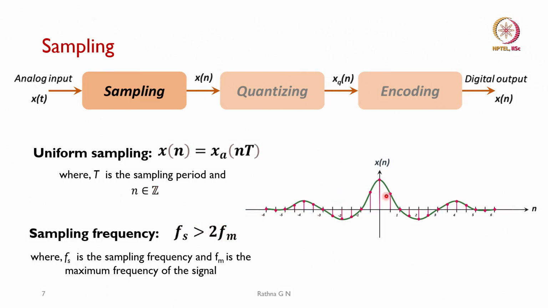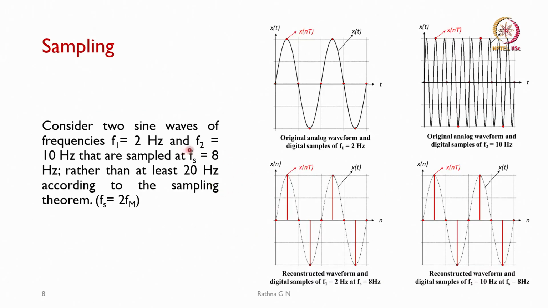So, as we can see, this is the analog signal, and the duration here, which we call delta t, is the sampling period, what we take between 2 samples. The sampling frequency Fs is determined by the maximum frequency present in the signal. Just as an example, we will consider 2 sine wave frequencies: f1 is 2 hertz, and the second frequency component is 10 hertz, and we are going to sample this with an 8 hertz sampling frequency.